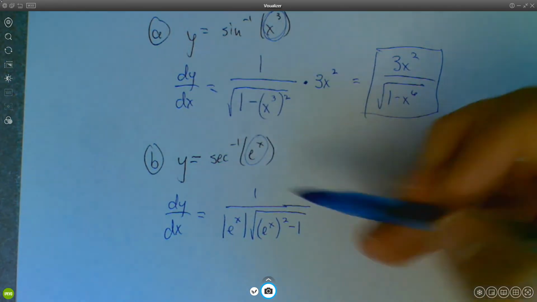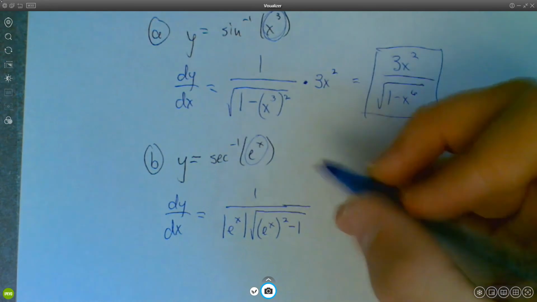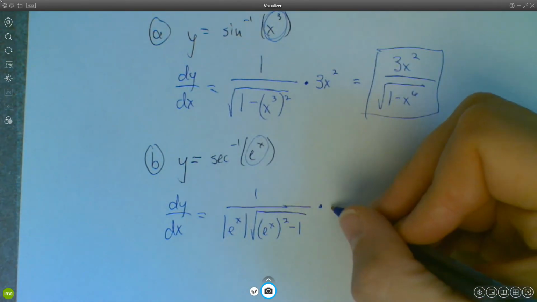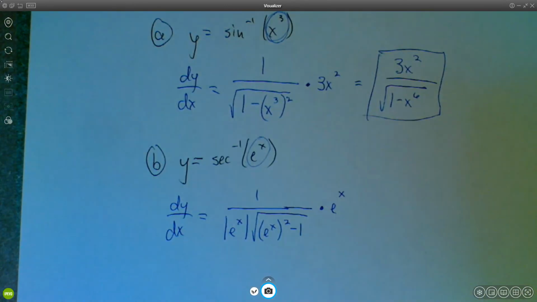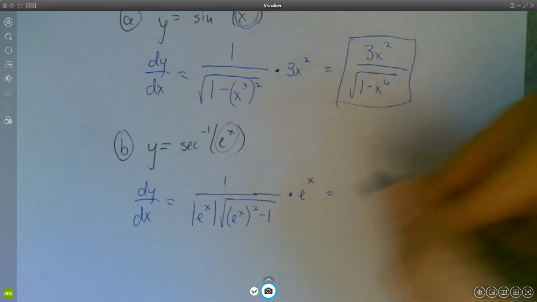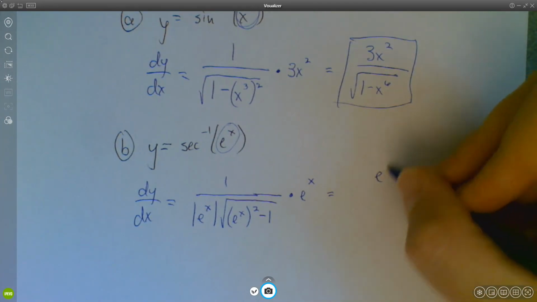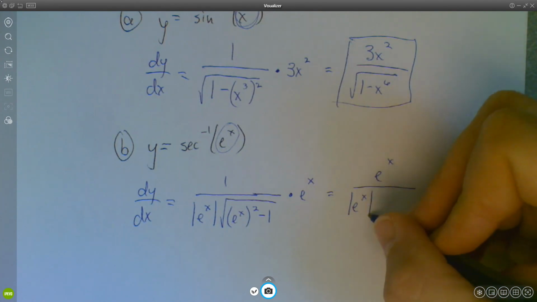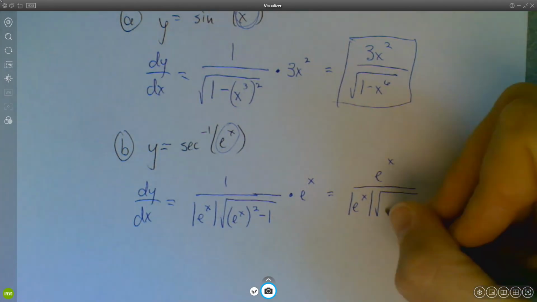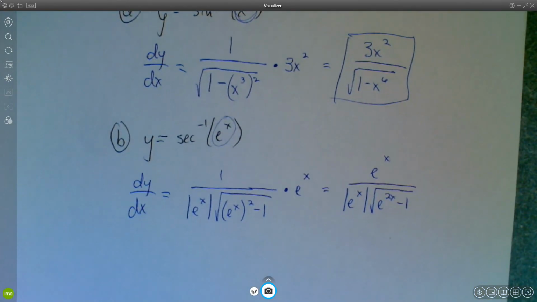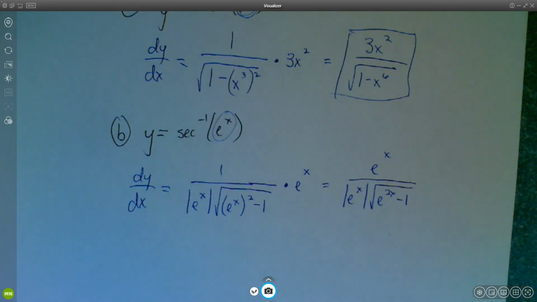That's the derivative of the outer function. But then chain rule, we've got to multiply by the derivative of the inner function, which is the derivative of e to the x, which happens to just be itself. So what do we get? We get e to the x over the absolute value of e to the x times the square root of e to the 2x minus 1. And there's some algebra that you could do there to possibly simplify that.